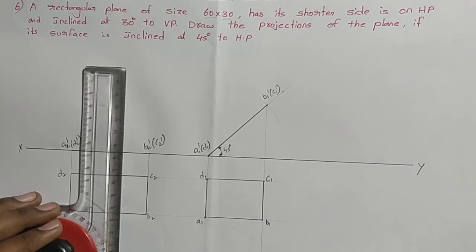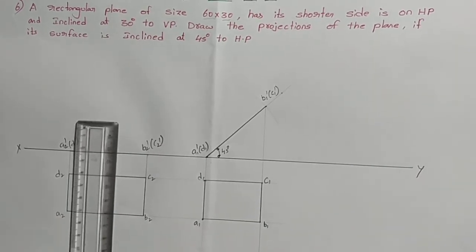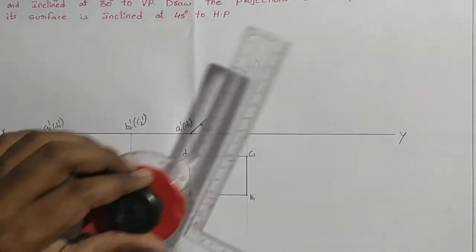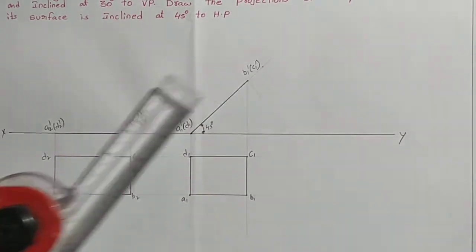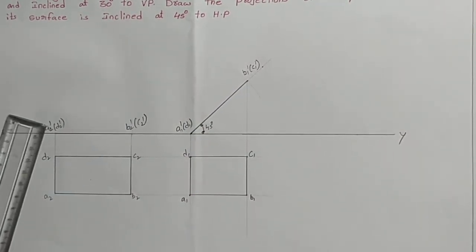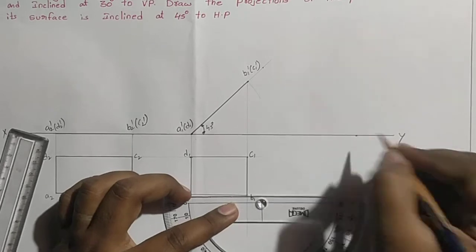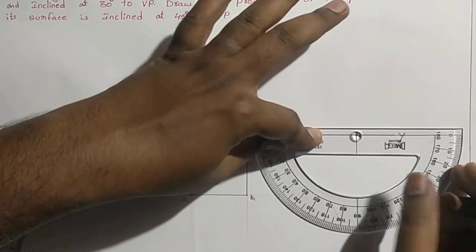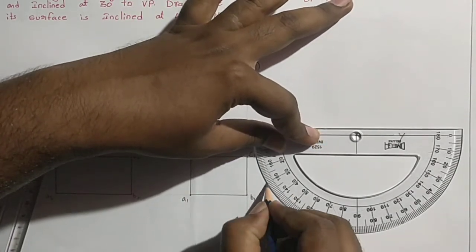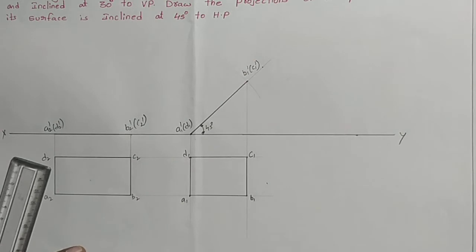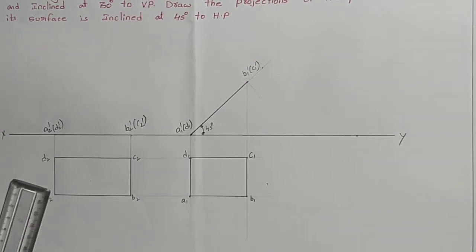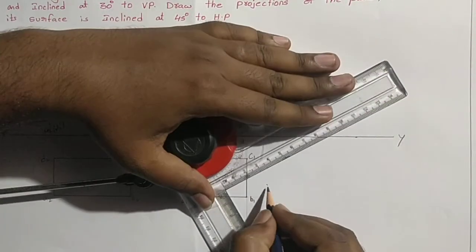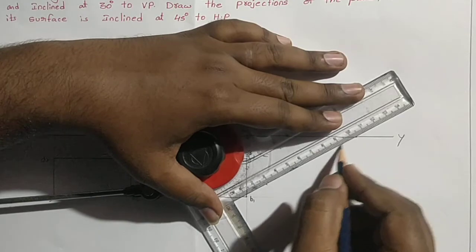Next, here we need to give the inclination to the vertical plane with the shorter edge. Okay, from the shorter edge we need to draw a 30 degrees incline to the vertical plane, so take one point on the xy line. Next, draw the 30 degrees line. It is the 30 degrees line.